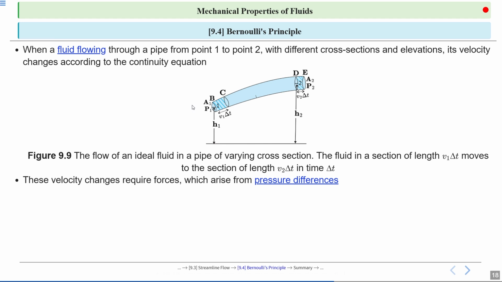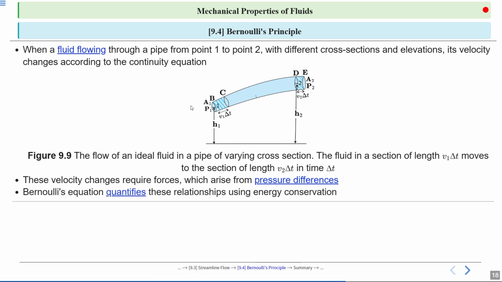For example, if the fluid speeds up, there must be a higher pressure pushing it from behind and a lower pressure ahead. This is similar to how you need to push harder to get water to move faster through a narrow hose. So Bernoulli's equation quantifies these relationships using energy conservation. It tells us that as the fluid speed increases, its pressure decreases, and vice versa.